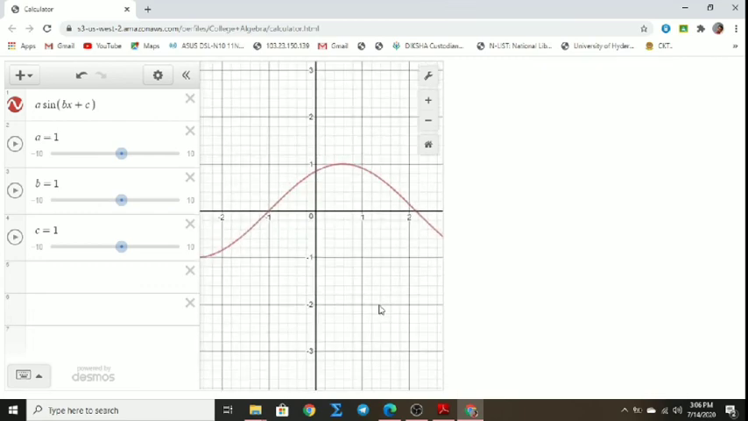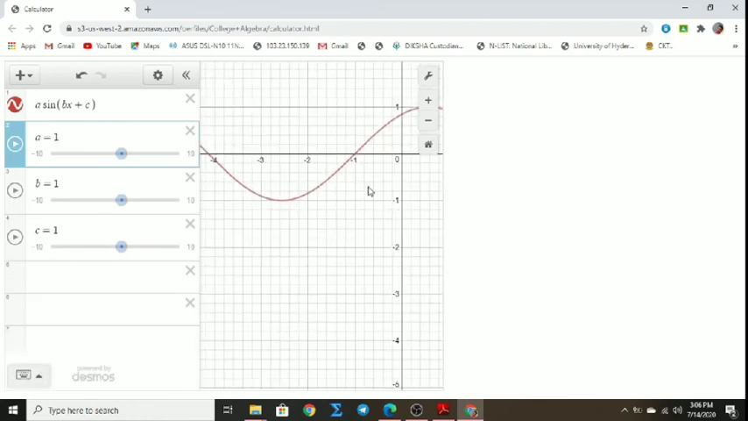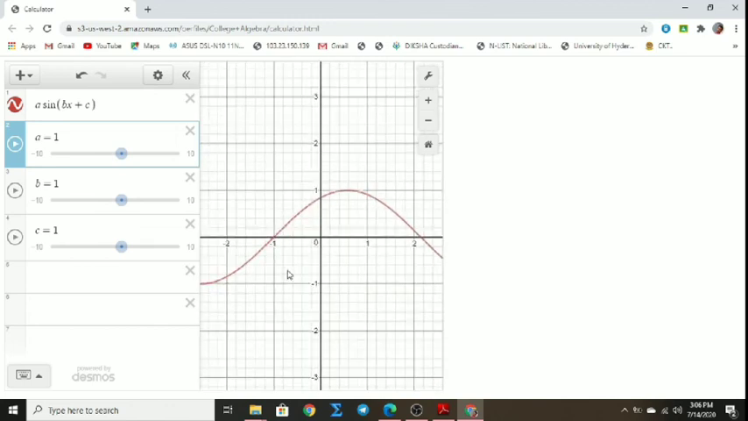Now if I put a equal to 1, a means amplitude, so the amplitude is equal to 1. See here, this is the amplitude. Amplitude means the amount by which the graph of the sine function varies above and below the x-axis. Above the x-axis it goes to plus 1, and below the x-axis it goes to minus 1. So in this case the amplitude is 1.